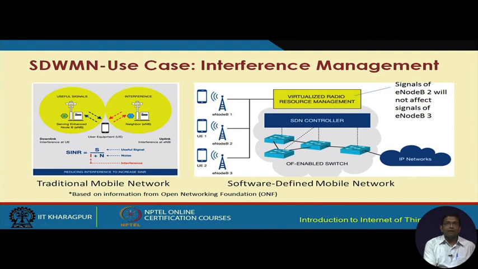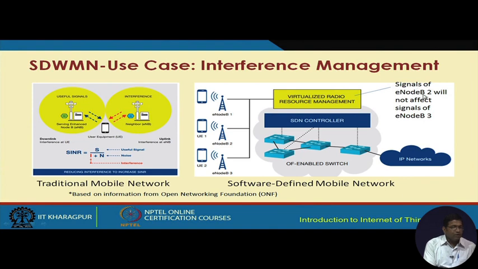So, there is this solution which is SDWMN. It tries to address this particular problem of interference through the help of SDN. Here we see the architecture of the software defined mobile network, and as we can see, we have an SDN controller and the virtualized radio resource management unit, which takes care of the problem of interference.